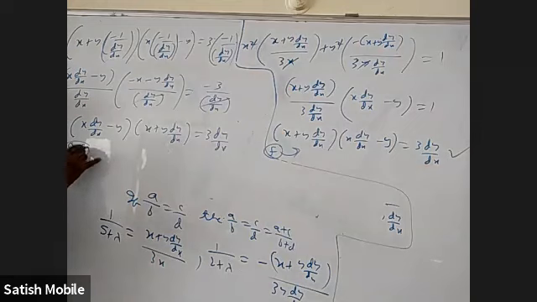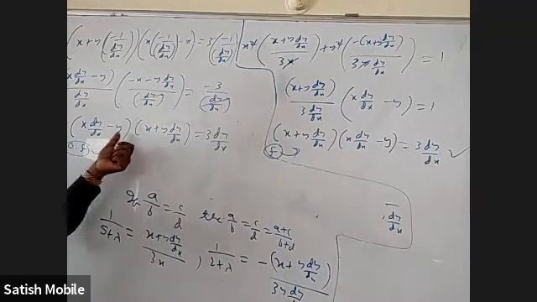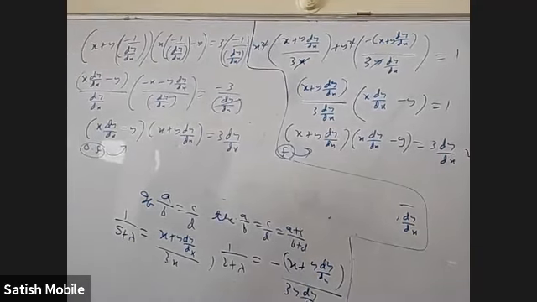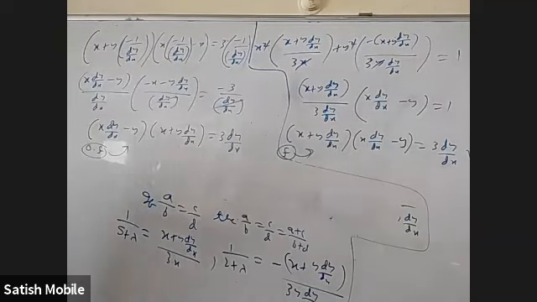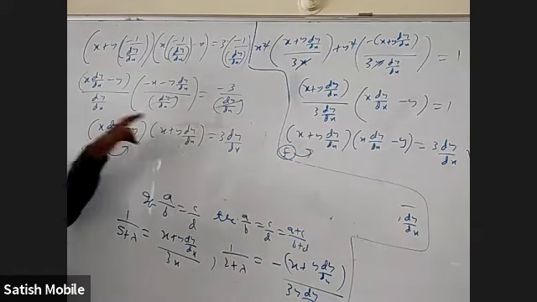These are the orthogonal family's differential equation. Are they looking the same? Are they exactly the same? Yes, same: x plus y dy by dx, same x dy by dx minus y equal to 3 dy by dx. If the original family and orthogonal family have the same differential equation, what can we infer from that? This is the differential equation of the original family. I replaced dy by dx with minus 1 by dy by dx, and when I simplified, I got the same.